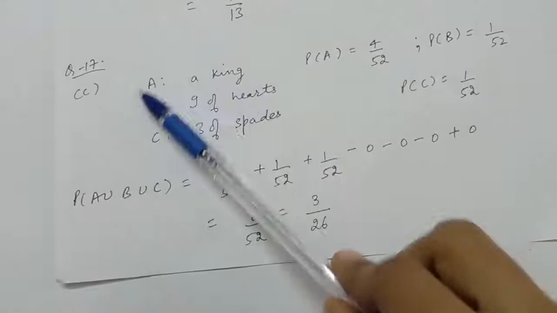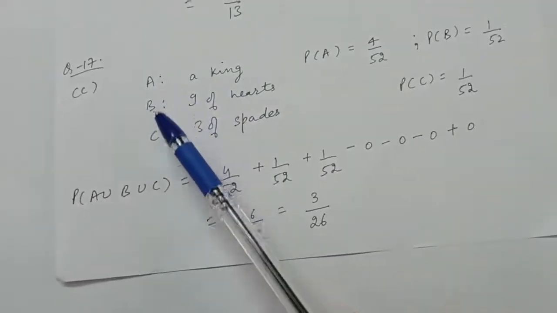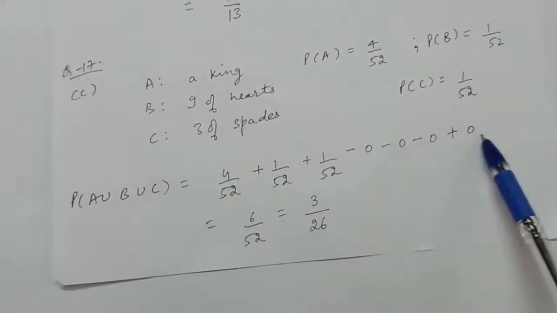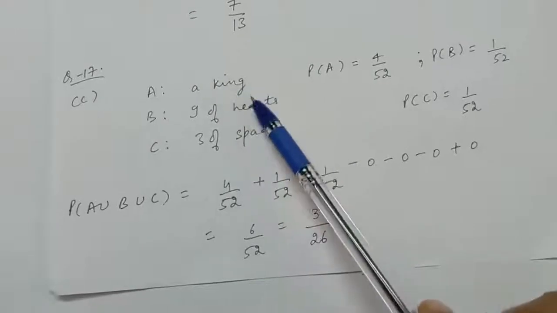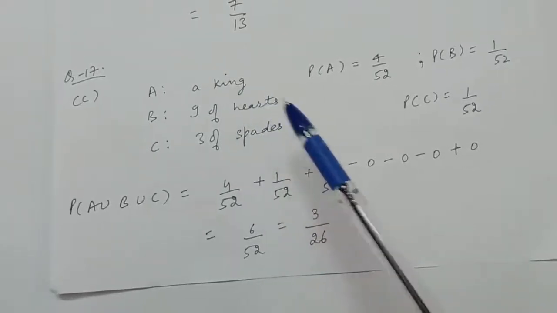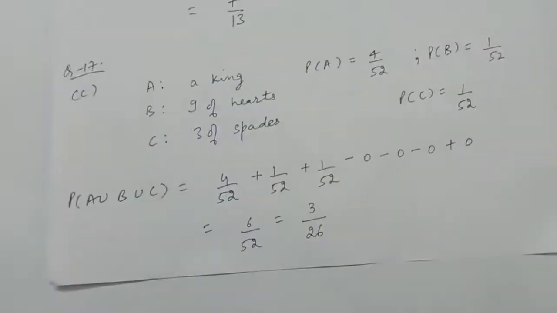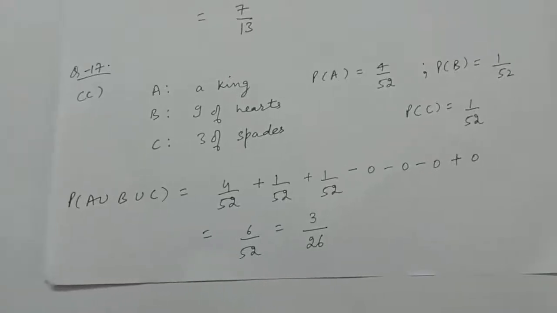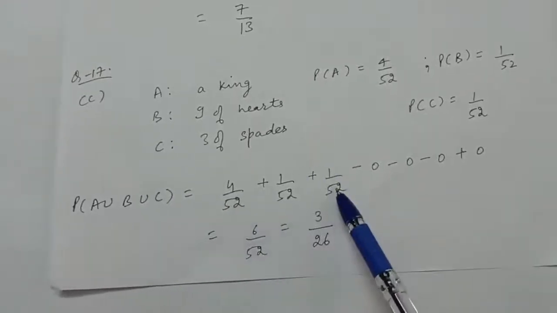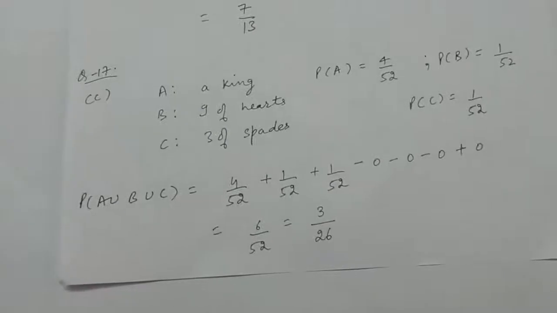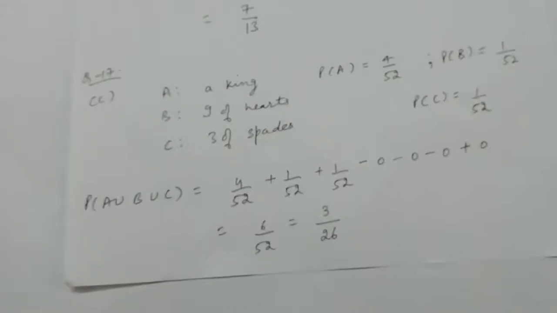Also if we take all the 3 events together, that is probability of A intersection B intersection C, that is also 0, right? Because there is no intersection between any of these 3 cards, so there will be no intersection between all of these 3 events. So probability of A union B union C will be probability of A plus probability of B plus probability of C, right? So the answer will be 3/26.